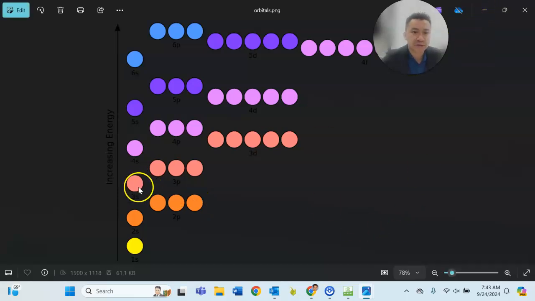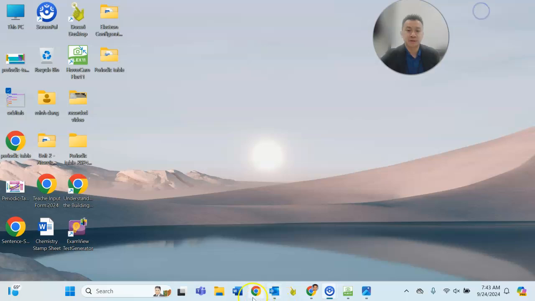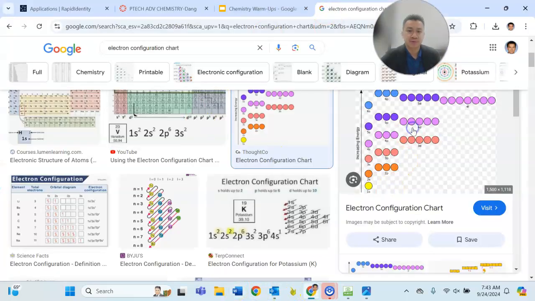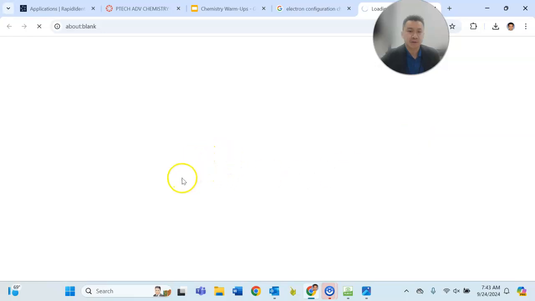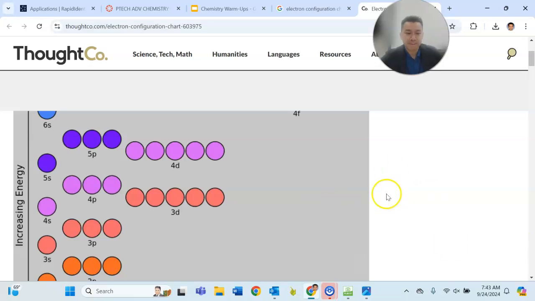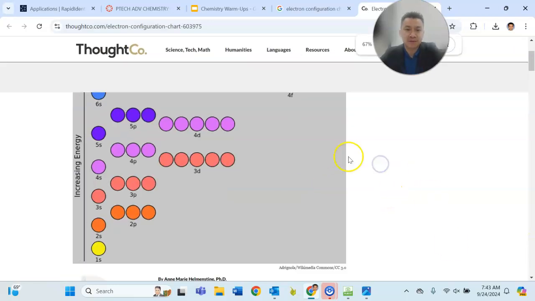Oh no, you can't see that. Let me pull this up real quick here. Okay, they're in orbitals here. Let me minimize this a little bit.